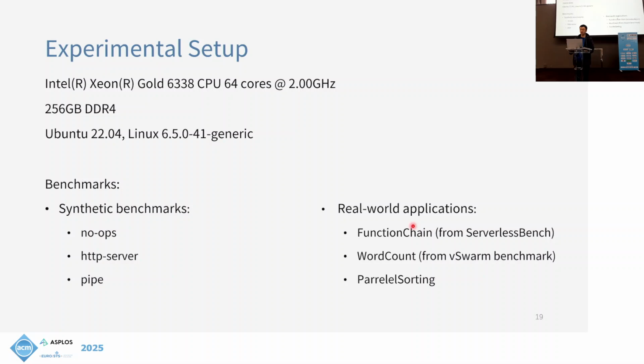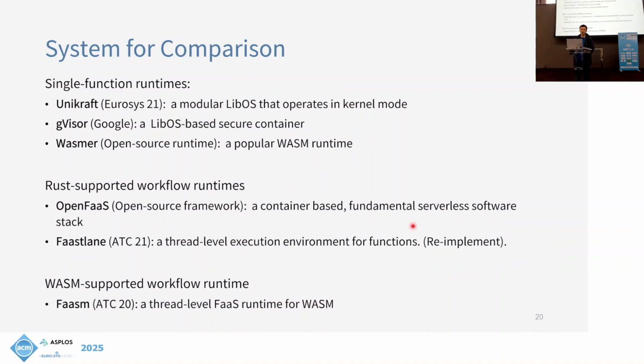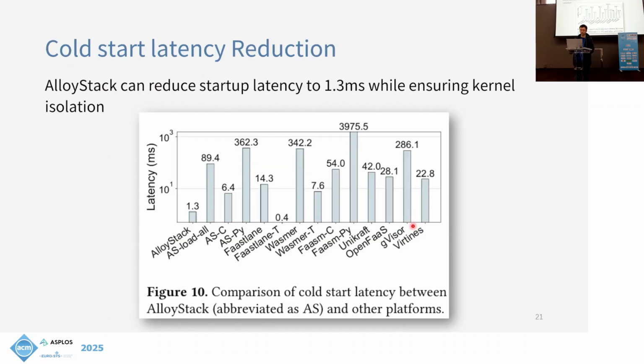We did our experiments on an Intel machine with 3 synthetic benchmarks and 3 real-world applications. We carefully chose all the SOTA and relevant works for comparison, including Unikraft, gVisor, Wasmer, and for Rust-supported workflows, we chose OpenFaaS, and we re-implemented FastLane in Rust for fair comparison. And finally, we chose Faasm for Wasm-supported workflows.